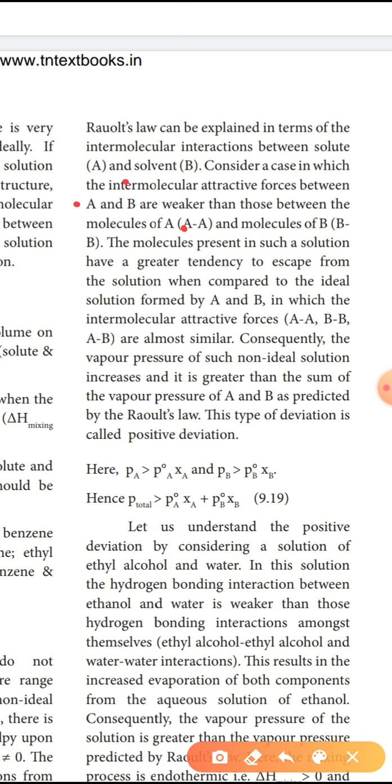See the equation: PA is greater than P0A XA and PB is greater than P0B XB. So the vapor pressure of such a non-ideal solution increases and is greater than the vapor pressure of A and B predicted by Raoult's law.